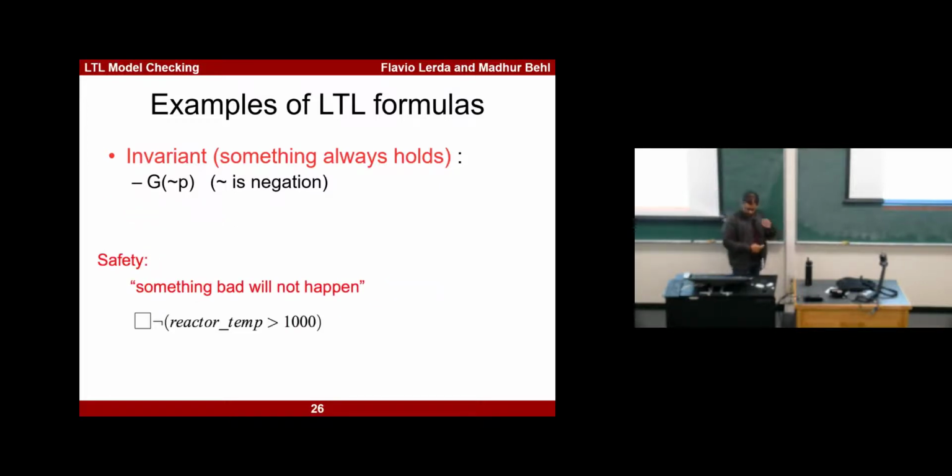Okay, so I think I already gave you this example. Invariant is this idea of expressing that you want something to always hold. And more often than not, it is like a safety property for your system, right? So you can interpret in English that something bad will not happen. That's when you want to use G of not happening, okay? That's what the invariant is for. And I gave you this reactor example already, that always the reactor temperature must not go above 1,000 degrees.